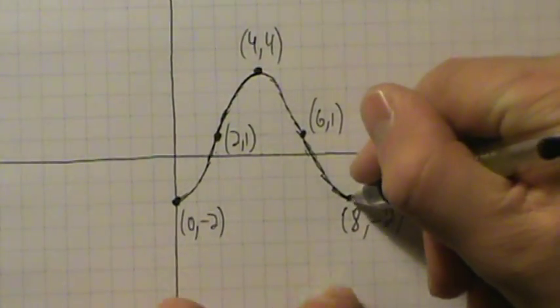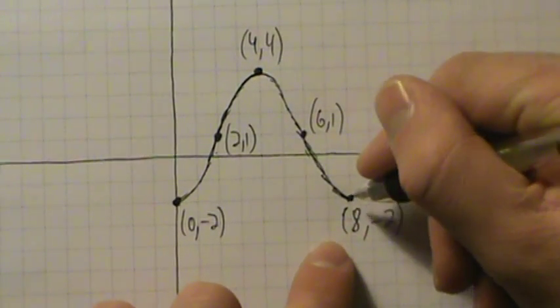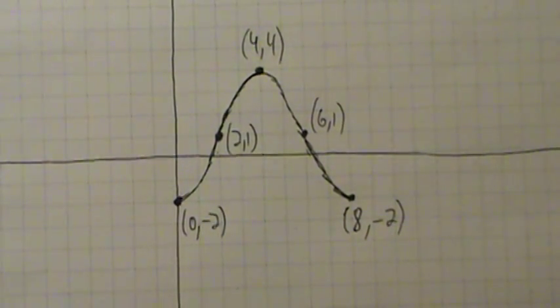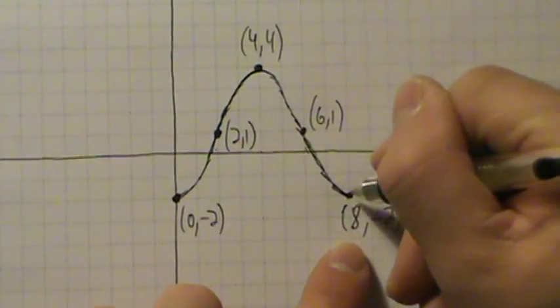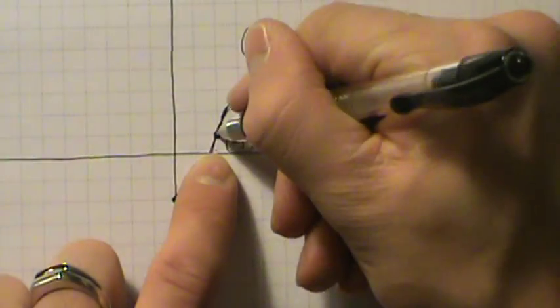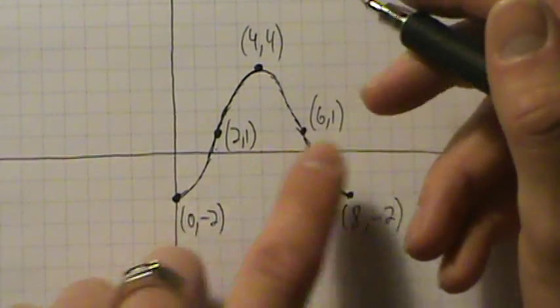So if we want to keep going this way, how far can we go? Well, this is where we can use the period. Okay, so we know the period is 8. So if we start at this point, go 8 units to the right, we're at the same y-coordinate. If we start at this point, go 8 units to the right, we're at the same y-coordinate.